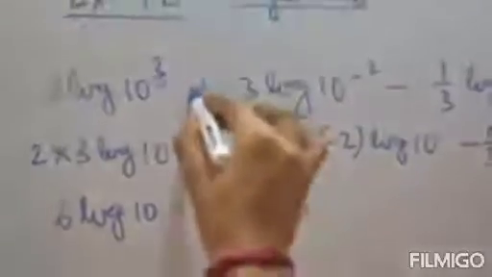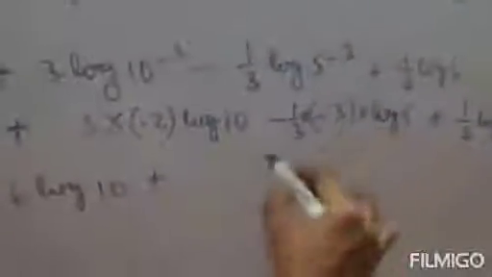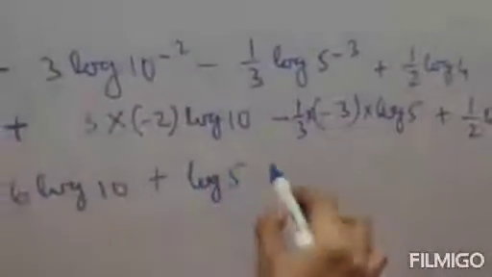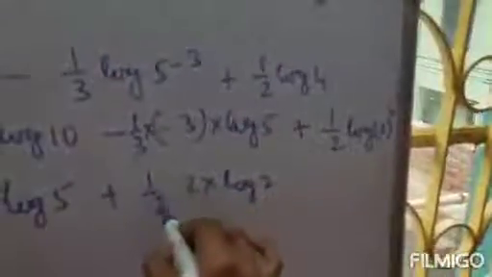The sign will be plus here, so 6 log 10. Next, minus and minus becomes plus. So 3 will reduce, so log 5. Next, 1 by 2. Here apply the power law. So this is the power, so it will multiply into log 2. So 2 into log 2, and 1 by 2 was already present before. That is 1 by 2 into 2 log 2. Clear? You can write like this only, 1 by 2 into log 2.